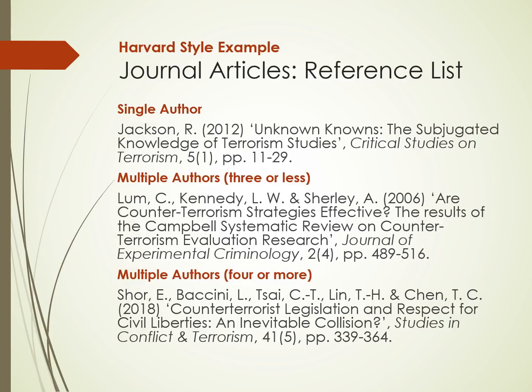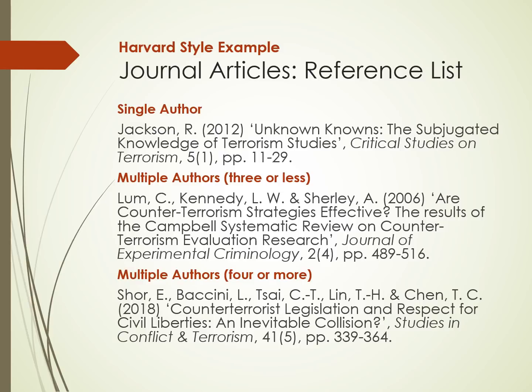So in terms of a single authored article, we have the name of the author, year of publication, the title of the article in inverted commas, the title of the journal in italics, the volume number, the issue number, and the page range of that article. So there's a lot more information required from journal articles than there is from books, for example. Again then, when it comes to an example of multiple authored articles, the same information is required.